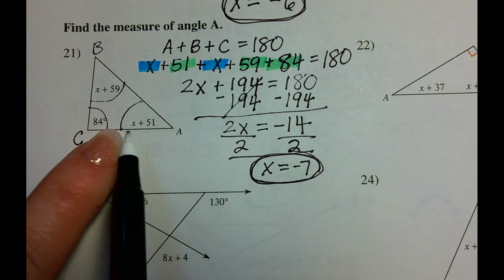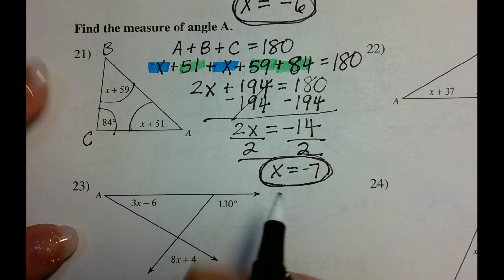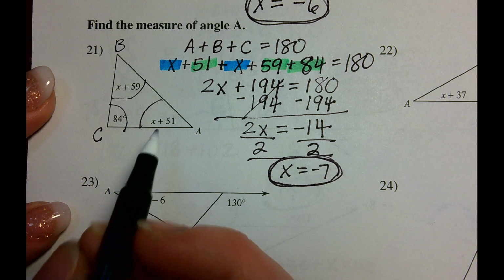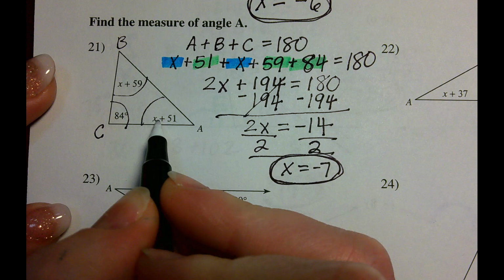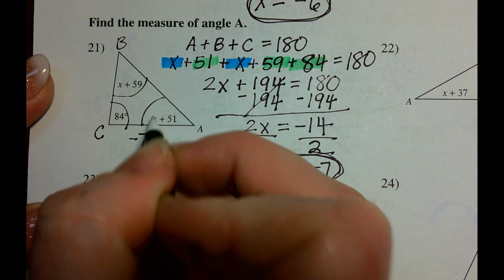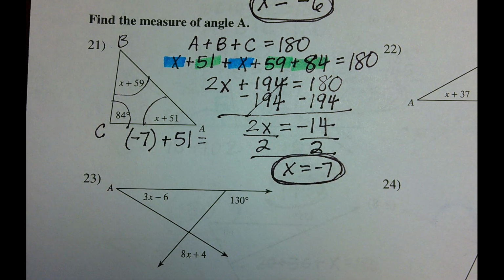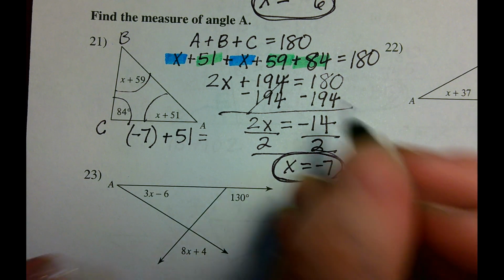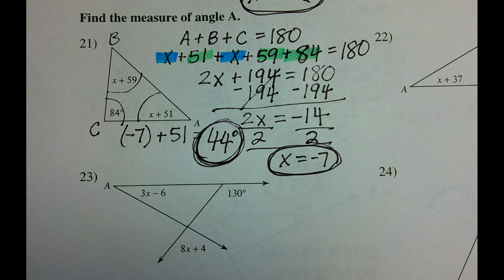We're just gonna plug x into that. Negative 7 plus 51. It's like a whole other layer to the puzzle now. So simple. We make things hard on ourselves. So x plus 51 is the measure of angle A. I know x is negative 7, so let's replace x with negative 7 plus 51, which gives us 44.